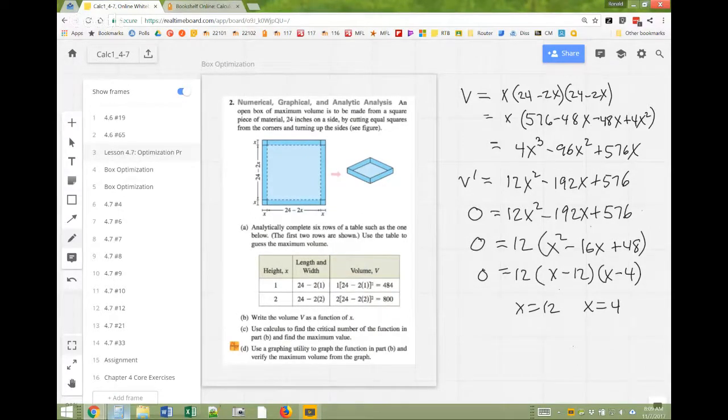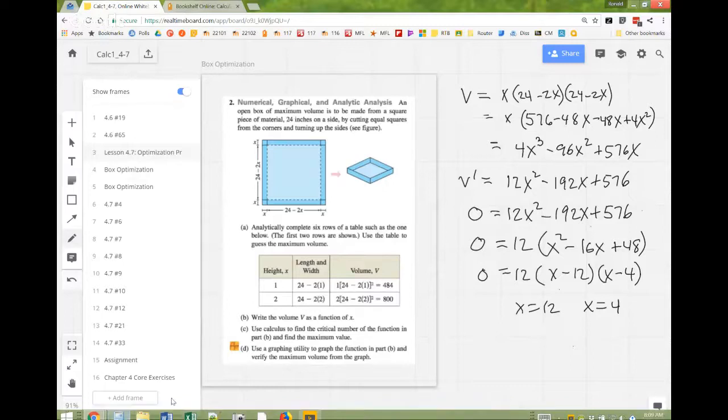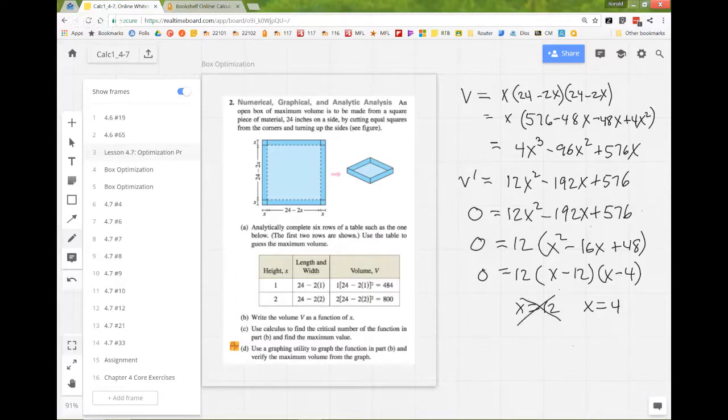Now, go back to the practicalness of the problem. Remember, x is the cutout. If we cut out 12, what kind of a box would we have left? If you cut 12 out of each corner, the bottom would be gone. 12 plus 12 is 24. Nope, no bottom at all. So that's out. So even though that turns out to be calculated correctly, that doesn't really come up with a solution that makes any sense.